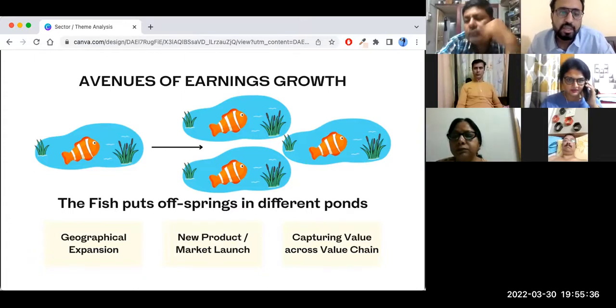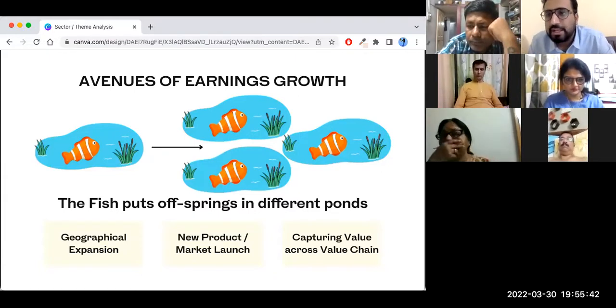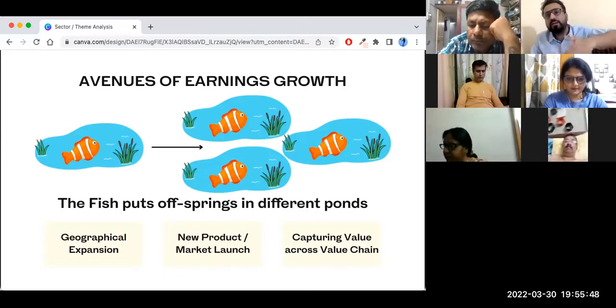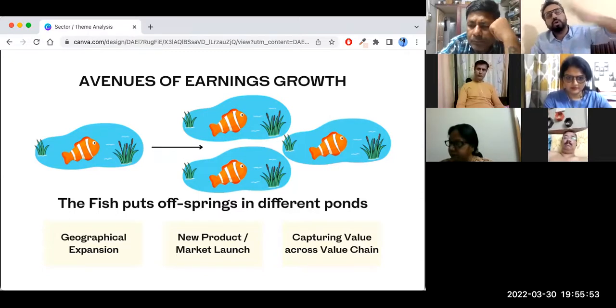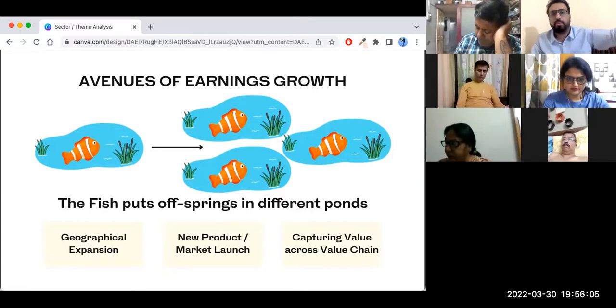So the only way where ITC can actually get growth is to enter into newer categories. That is where they took a bet almost like 7-8 years ago. It's been 10 years now. They took a bet to enter into FMCG. They took a bet to enter into hotels, stationery, etc. So they entered into a newer market by launching a newer product.